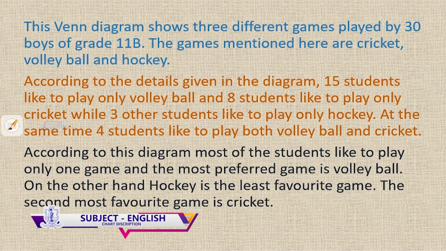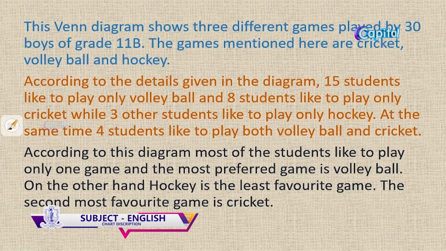The first paragraph is the introduction. This Venn diagram shows 3 different games played by 30 boys of grade 11B. This can be extracted from the title, from the instruction they have given. We have to change some similar words. Don't copy the same words here. The games mentioned here are cricket, volleyball and hockey. Only 3 games are mentioned. Most of the Venn diagrams are with 2 or 3 categories. So the first paragraph will be smaller than for the pie chart or the bar chart.